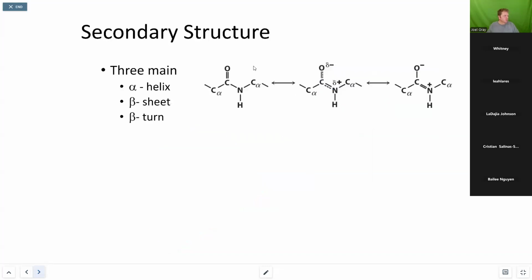Okay, so I mentioned that there are two major secondary structural elements, and there is actually a third, but it's a little bit less, I would say, dramatic. It's kind of an inherent part of the other, and we'll get into it in a second. I'll talk about the beta turn in just a little while. But your two major secondary structural elements are the alpha helix and the beta sheet. There's also a beta turn, but like I said, it exists because the beta sheet exists.